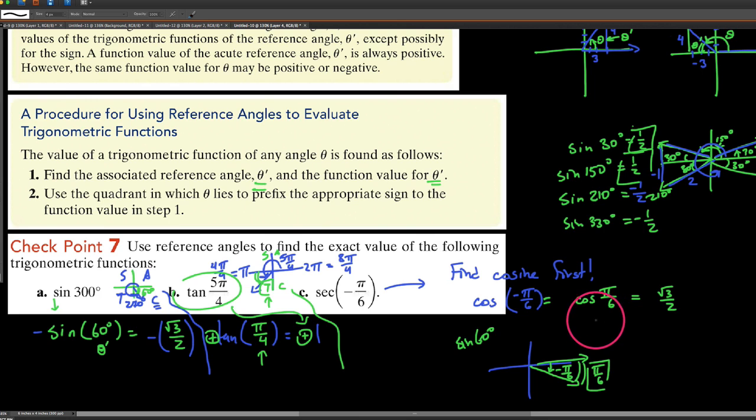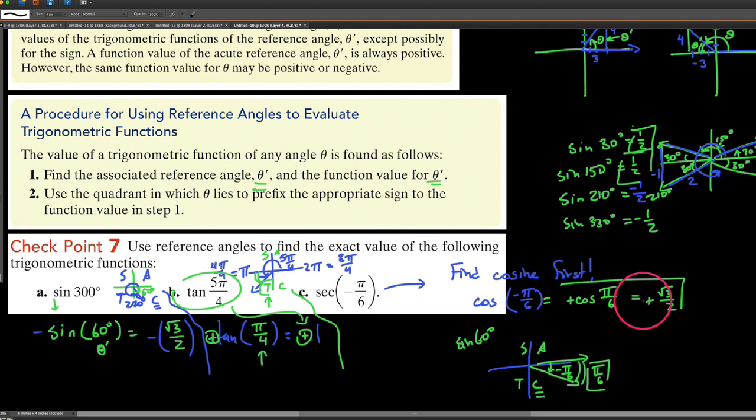So now the only thing we haven't done is assess whether this should be positive or negative. Using our mnemonic device here, all students take calculus, we know that cosine is the only positive function down in the fourth quadrant, and that our terminal side lies in the fourth quadrant. So this cosine is positive, and this is positive here.